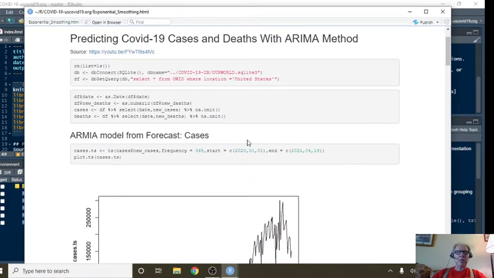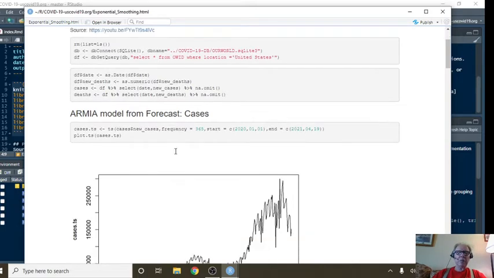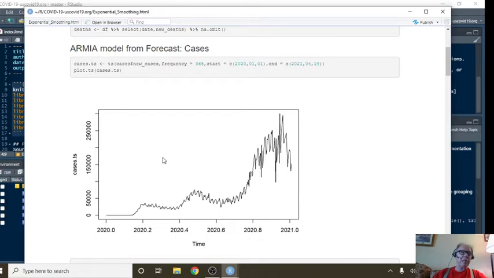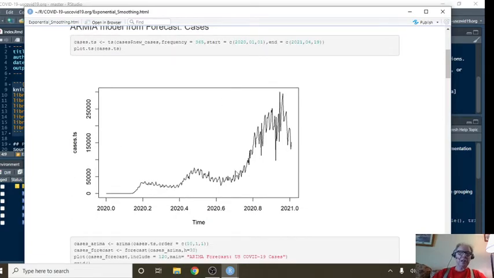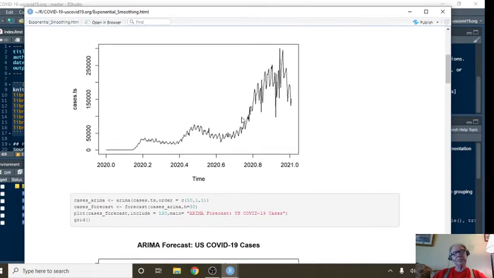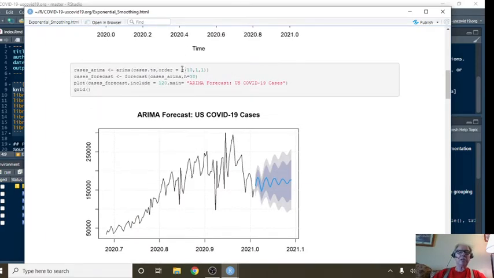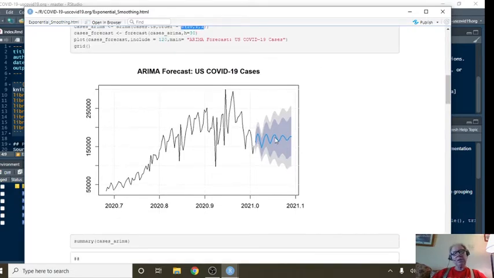So we actually have two ARIMA models. We have the standard ARIMA model, and we have an auto ARIMA model. So this is just a time series of cases. Now, when we apply an ARIMA function to it using these parameters, this is what we see.